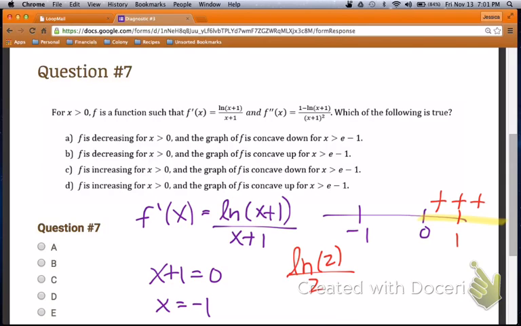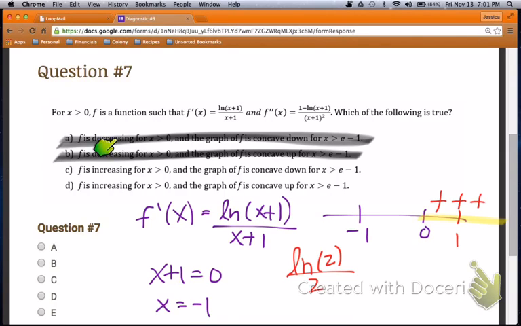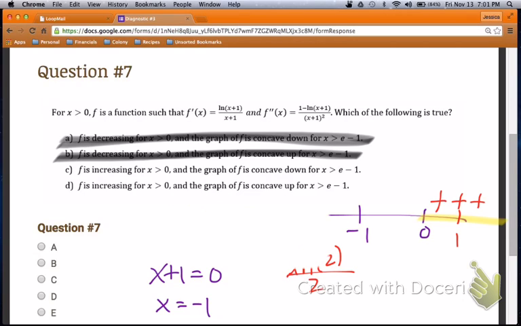So here's what that tells me about my original function. That tells me that my original function must be increasing when x is greater than 0. So it can't be A for sure, and it can't be B because that one said that it was decreasing. So I definitely know it's not decreasing because all the values greater than 0 on the first derivative are positive, which means it has to be increasing greater than 0. Now again, moving on to the second part, I know it's either C or D at this point.